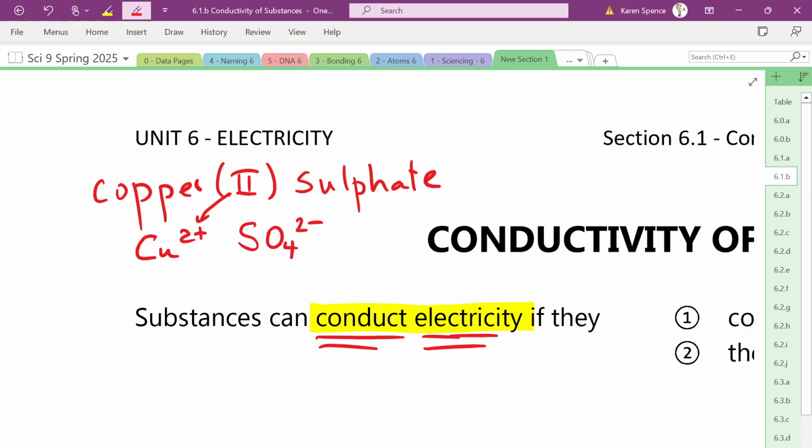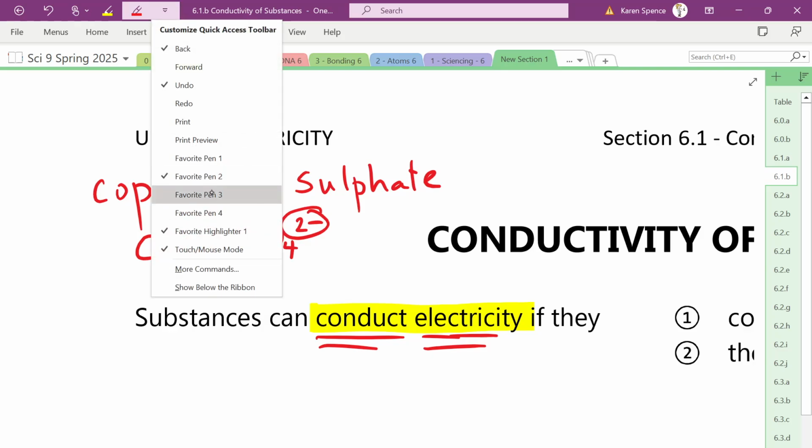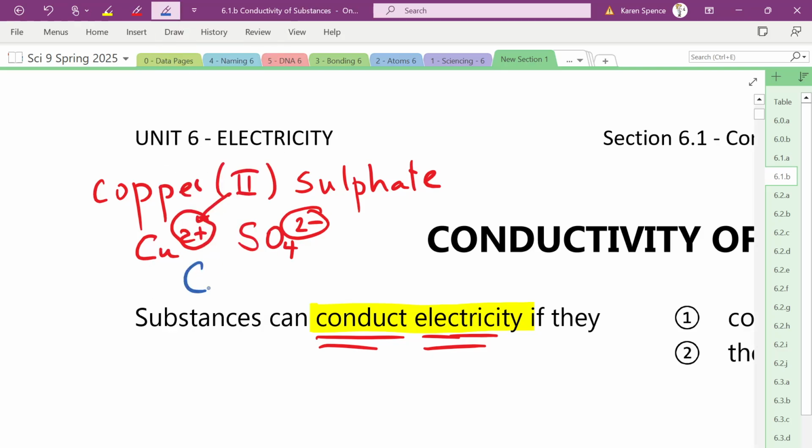There we go. All right. So hopefully you remembered that in an ionic compound, the charges have to balance. You have to have the same positives as negatives. So your formula would be CuSO4. 1 Cu, 1 SO4.